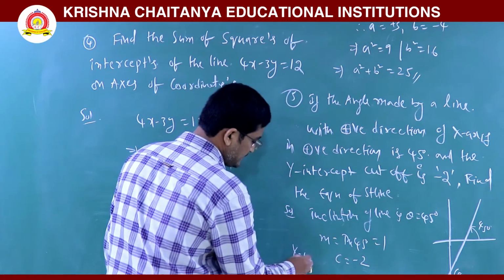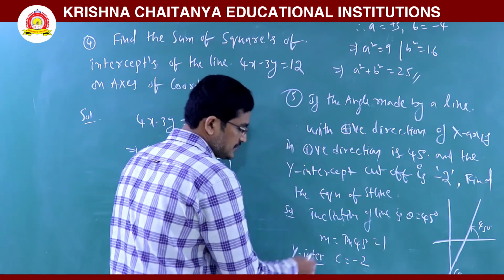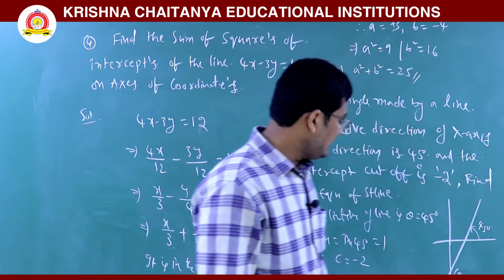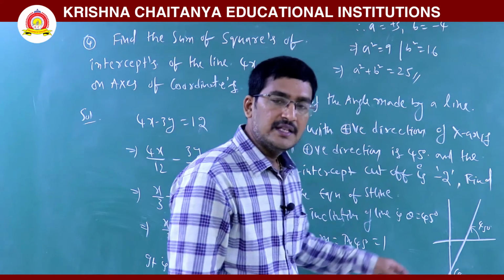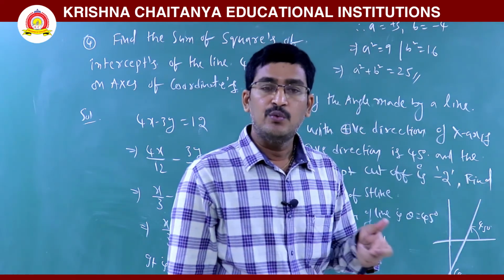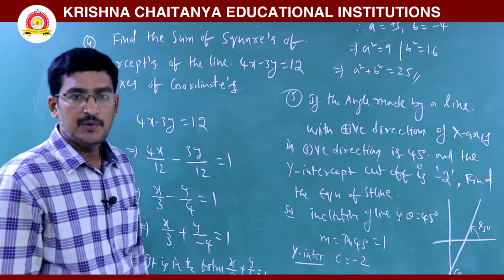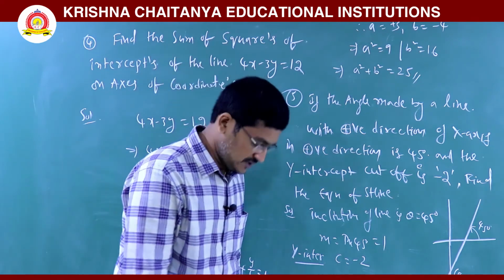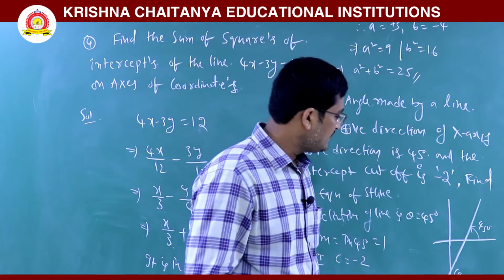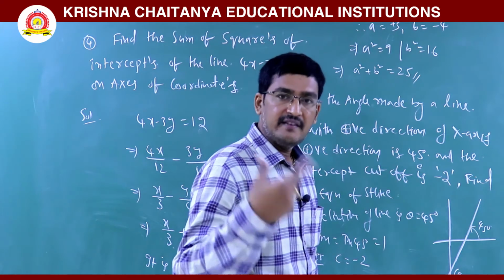This is the y-intercept. Just remember that. So the slope of this line is 1 and the y-intercept is minus 2. The slope of the line is m and the y-intercept is C. Then what is the straight line form? y equals mx plus c, which is called the slope intercept form. Suppose we have the slope of the line and the y-intercept of the line.